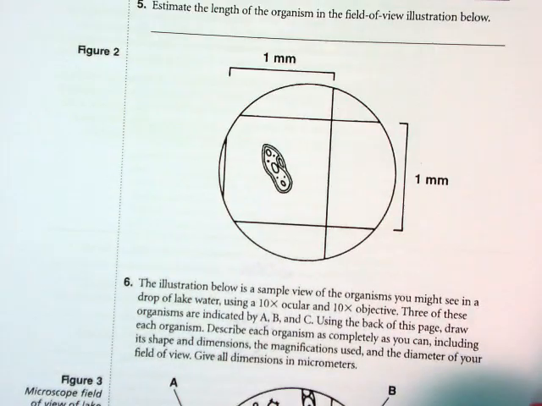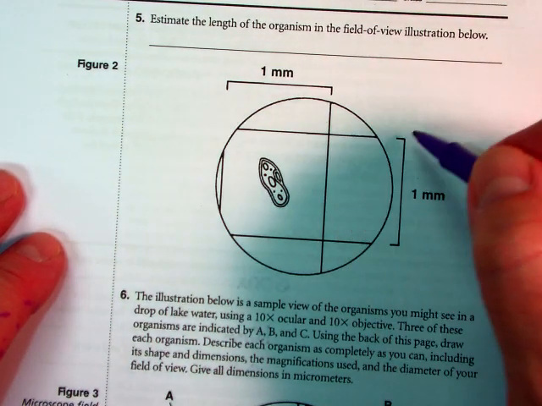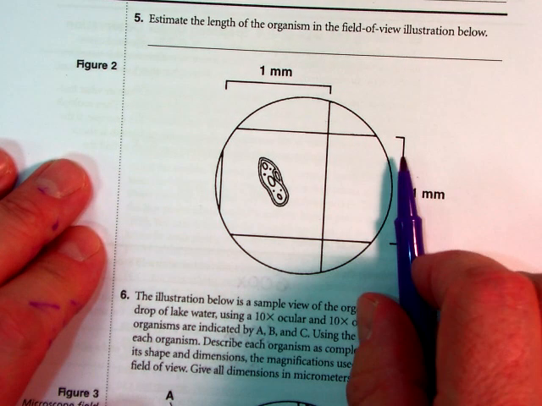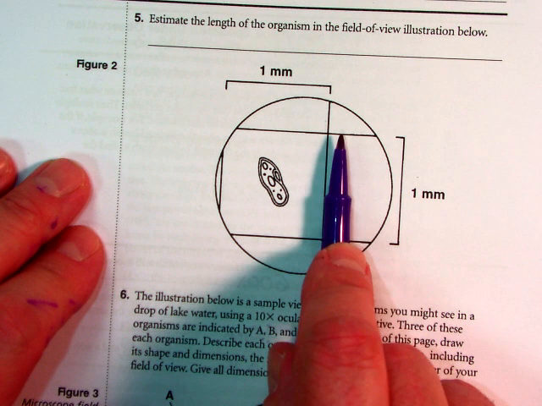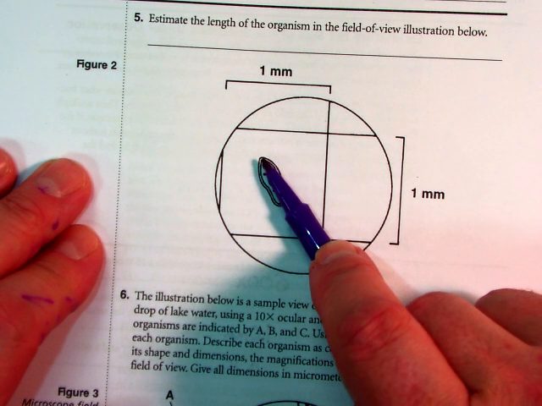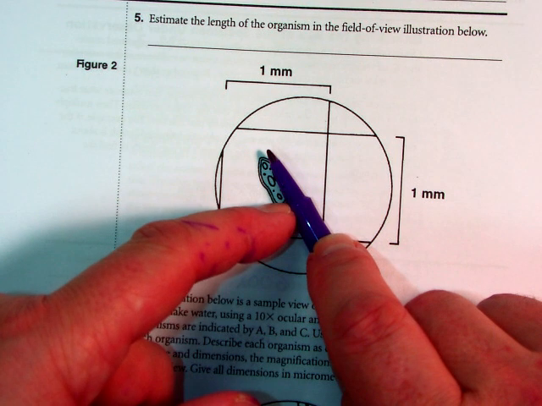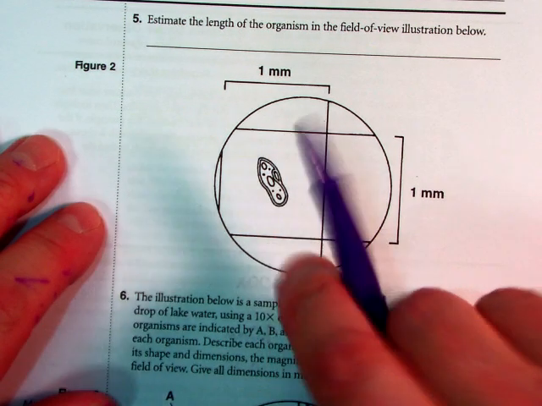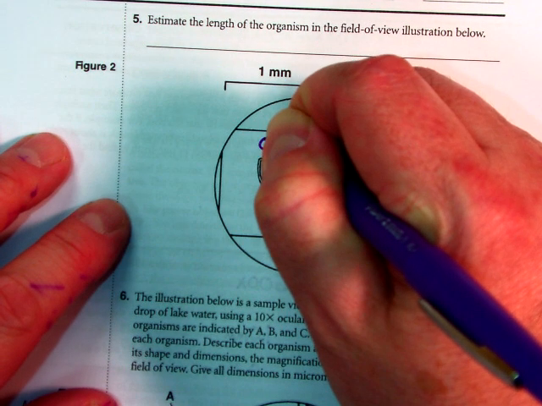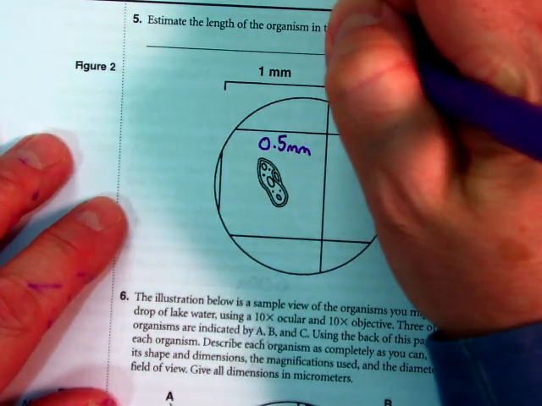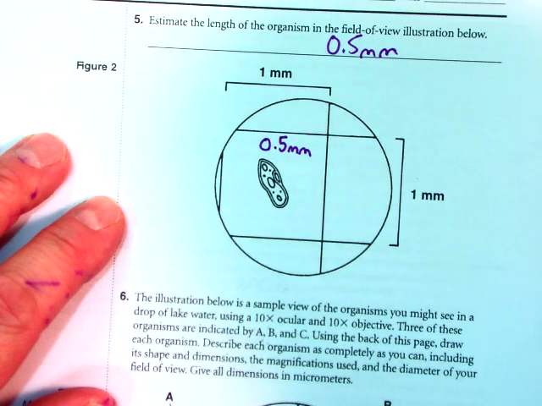If we go to the next page, all it's asking is to do the same thing. This is 1 millimeter here, 1 millimeter here. Estimate the length of the organism in the field of view in the illustration below. So again, if I use my pen as a reference for 1 millimeter, and I come over here, about what's the length of that? It's about half of the measurement on my pen. So we could say this organism is 0.5 millimeters. So that would be the answer to number 5.